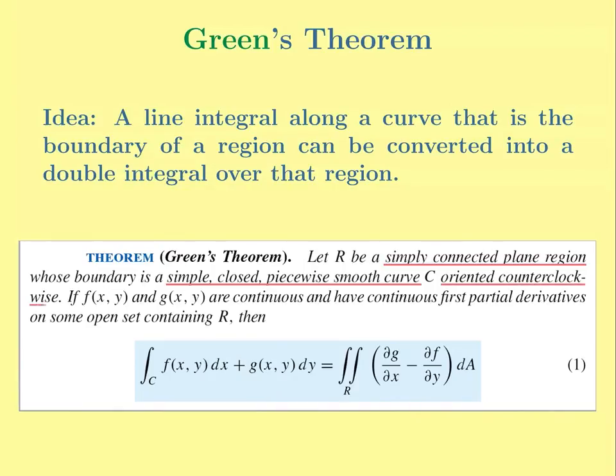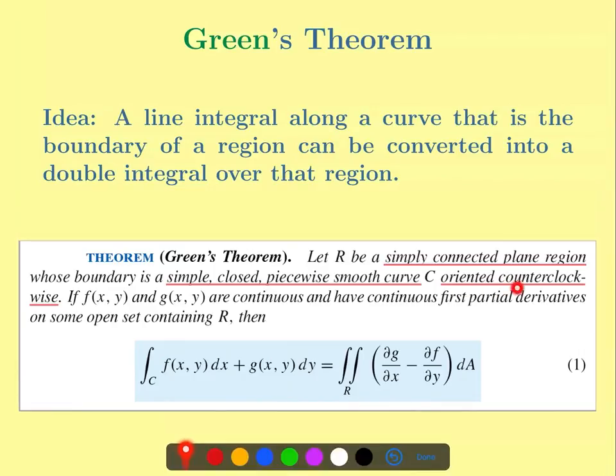There is also an oriented counterclockwise part of this theorem. And what that means is that as t increases, you want to be going around this curve, this region you're describing by this curve, in a counterclockwise direction. What happens if it's going clockwise is that you have to put a minus sign in front of this. So you just get the negative of this if it's going clockwise. But for going counterclockwise, this is what this theorem gives you.